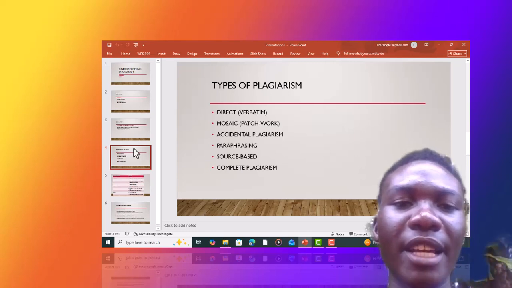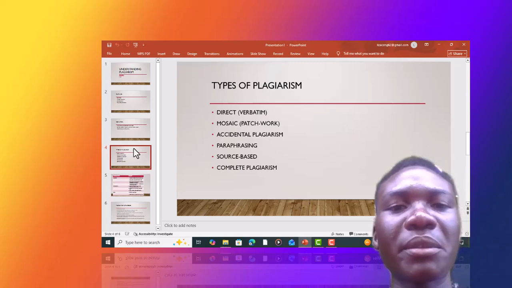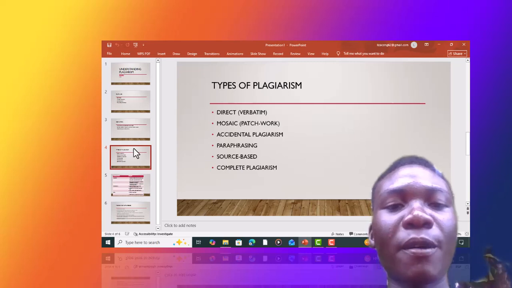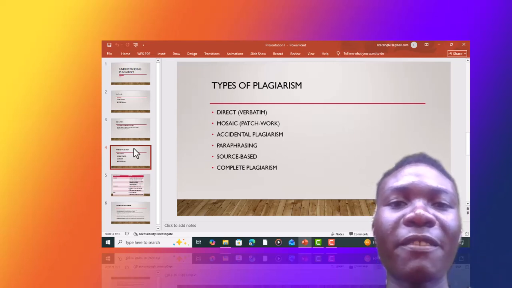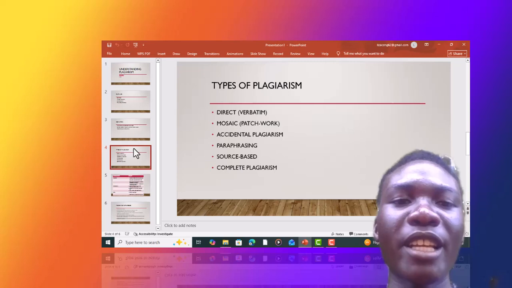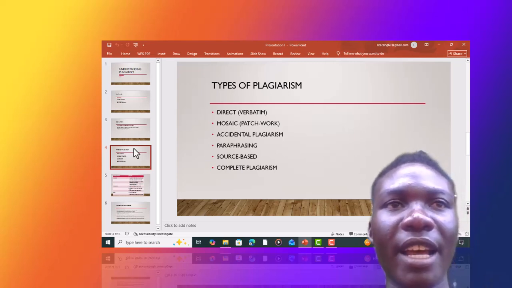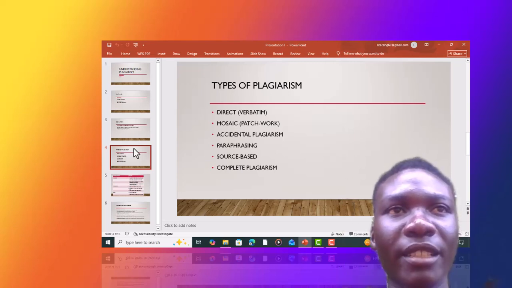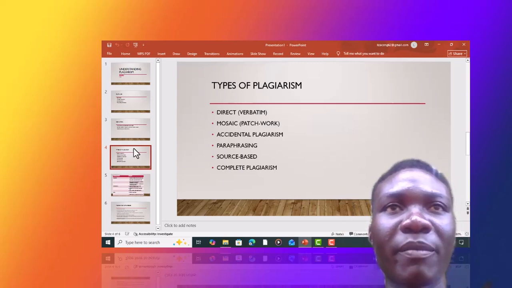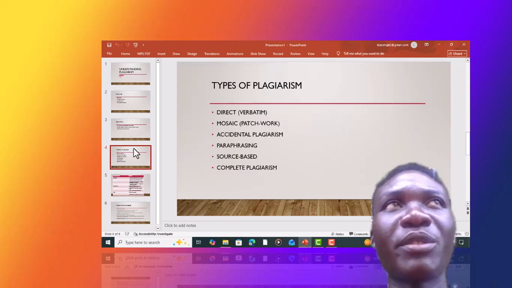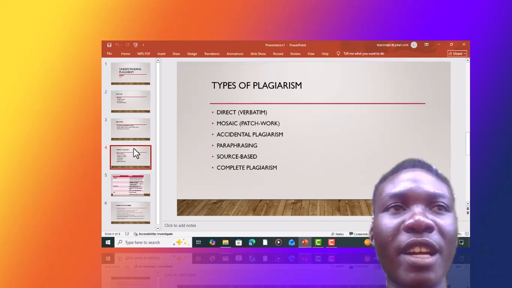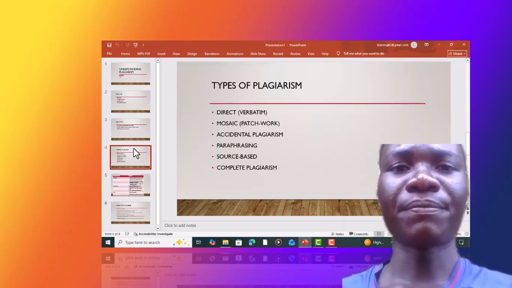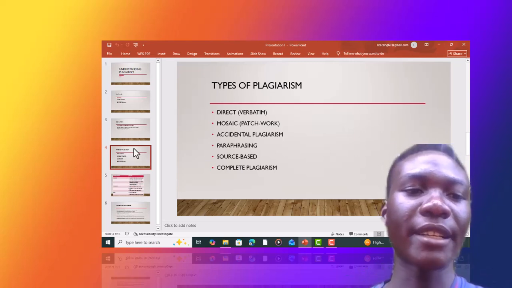And then there is one type which I forgot to include, but it's also very common. We have what we call self-plagiarism. This is whereby you reuse your work for another work, like a coursework submitted. You find a question which is similar appearing, so you tend to reuse it without the instruction of your supervisor or the instructor. That's also another common type of plagiarism.